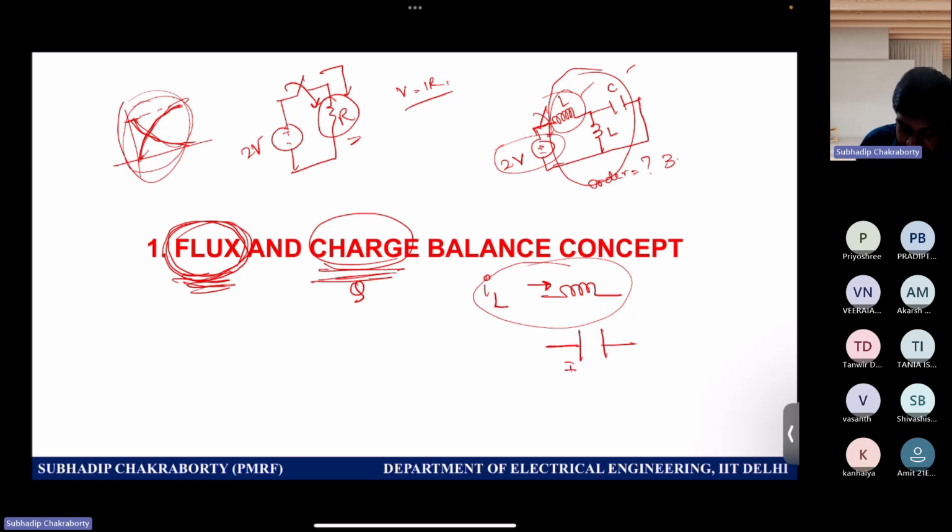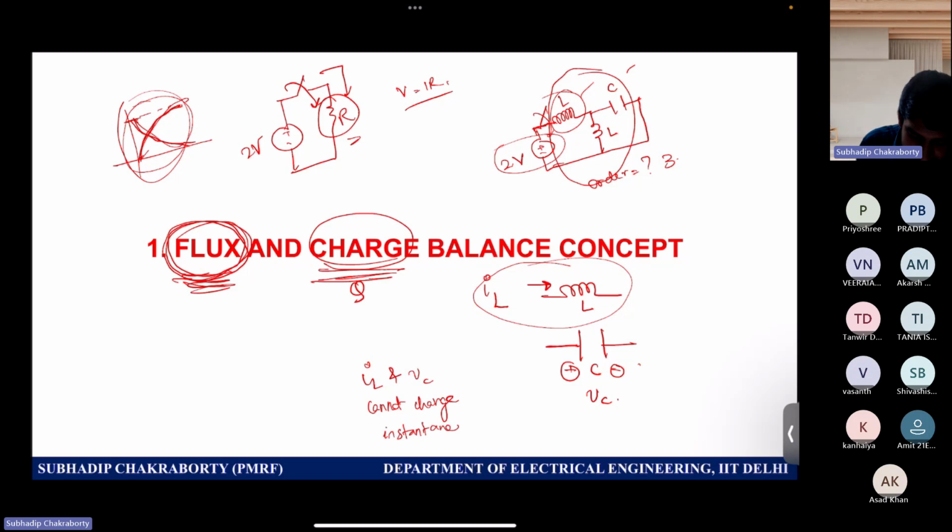And the voltage across the capacitor, whatever it be, so IL and VC cannot change instantaneously. Changing instantaneously means, for example, the current through the inductor is 1 ampere. In the next sudden transient or switching moment, it cannot become 1.5 ampere. So whenever you switch an inductor, the current just before switching and just after switching will be the same. Similarly, if the voltage across a capacitor just before switching is 1 volt, just after switching it should be 1 volt because it cannot change instantaneously.